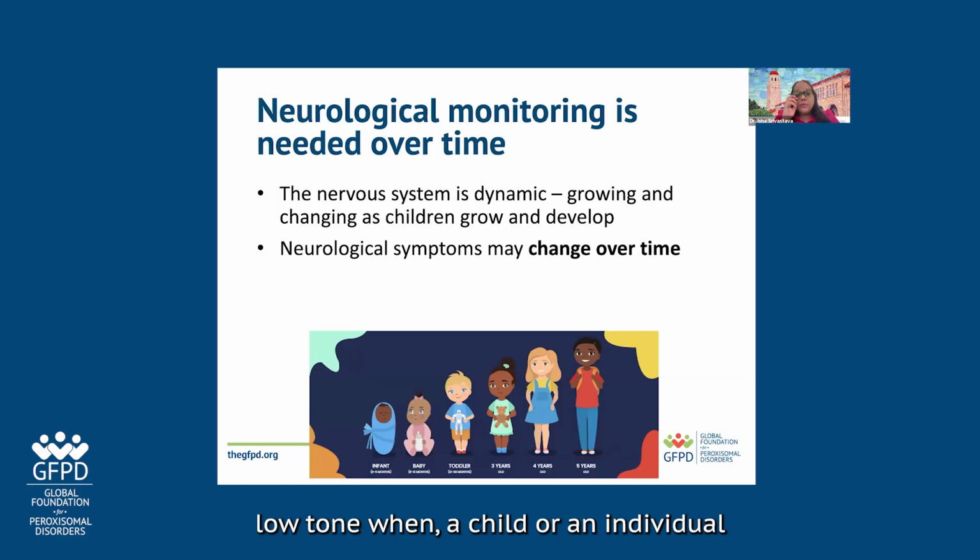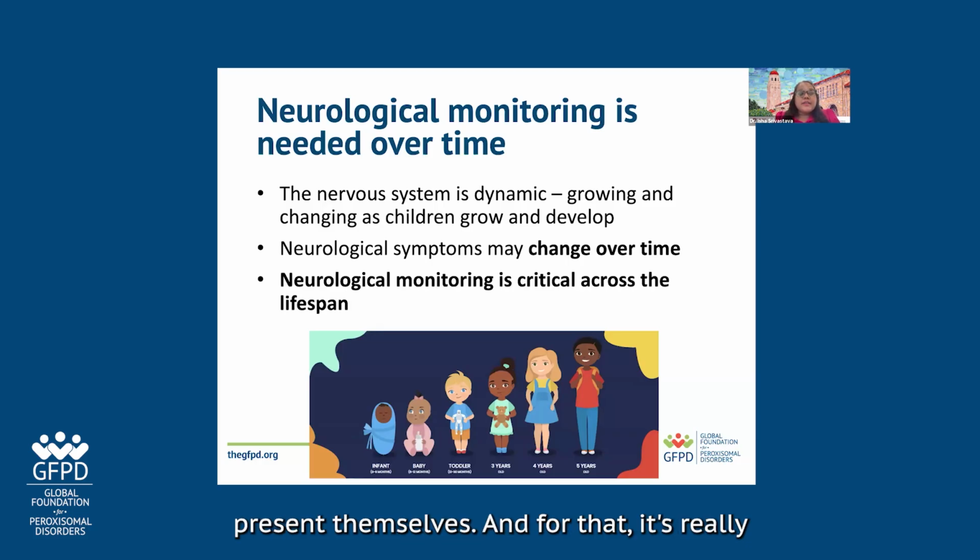For example, low tone when a child or an individual is a baby can affect how they hold their head or how they move their arms and legs. When you're a little bit older, it can affect how you sit if you're able to sit, and how your arms and legs move, and how you reach for things, and what kind of support you need to move. And so neurological symptoms can change over time and how they present themselves. And for that, it's really important that these neurological symptoms are monitored over a lifespan, not just at snapshots at one age or another age.